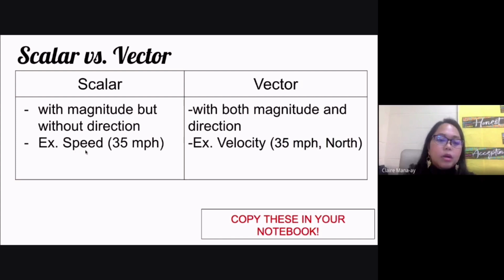Example for this would be your speed. For example, you say 35 mph. Okay, that would be 35 miles per hour. Okay, so again, there's magnitude, but there's no direction. But when you say vector quantities, these have both magnitude and direction. Say you have a velocity, okay, and when you say velocity, an example for this would be 35 mph moving north, okay, or northwards. All right, so again, this is a difference between your scalar quantity. It has magnitude, but no direction. Vector quantities both have magnitude and direction.